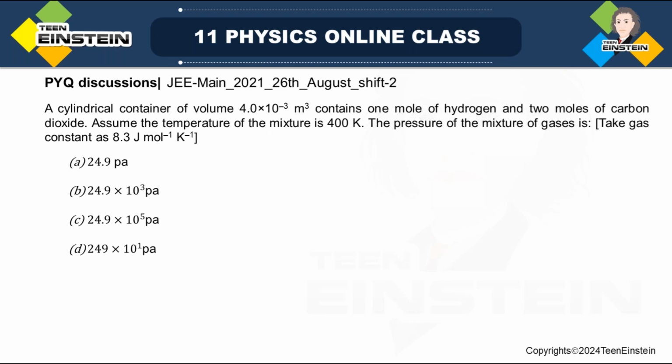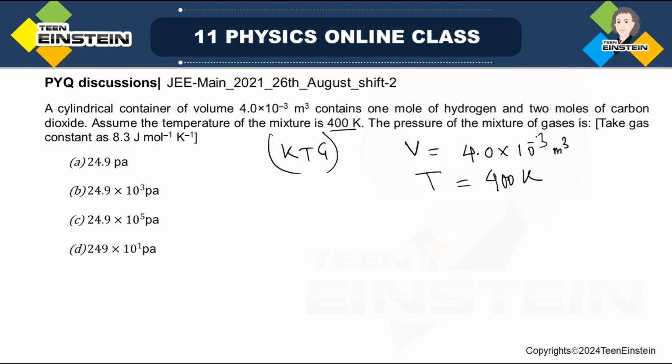kinetics of gas, KTG, kinetic theory of gas. A cylindrical container of volume V, see, volume is given as 4.0 into 10 to the power minus 3 meter cube, contains 1 mole of hydrogen gas and 2 mole of carbon dioxide. Assume the temperature of the mixture is 400 Kelvin. The pressure of the mixture gas is? So you have to find out what is the pressure, where R is given.